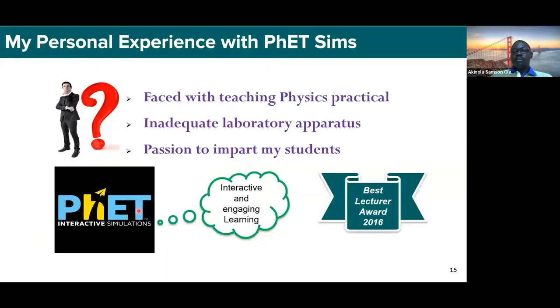Now, my own personal experience with STEM, I would like to share this very quickly. Sometime in 2009 and 2010, I was faced with teaching physics practical to undergraduate students in a university where we had inadequate laboratory apparatus, and I wanted to deliver. Thanks to PhET interactive simulation, I stumbled on it, and I made use of it to achieve physics practical objectives, and the rest is history. I know there are scientific publications that say PhET interactive simulation is not meant to replace physical hands-on practical. However, in a situation where we don't have adequate apparatus to carry out experiments or practicals, PhET simulation became very handy and relevant, and that is what I was able to use within those years.